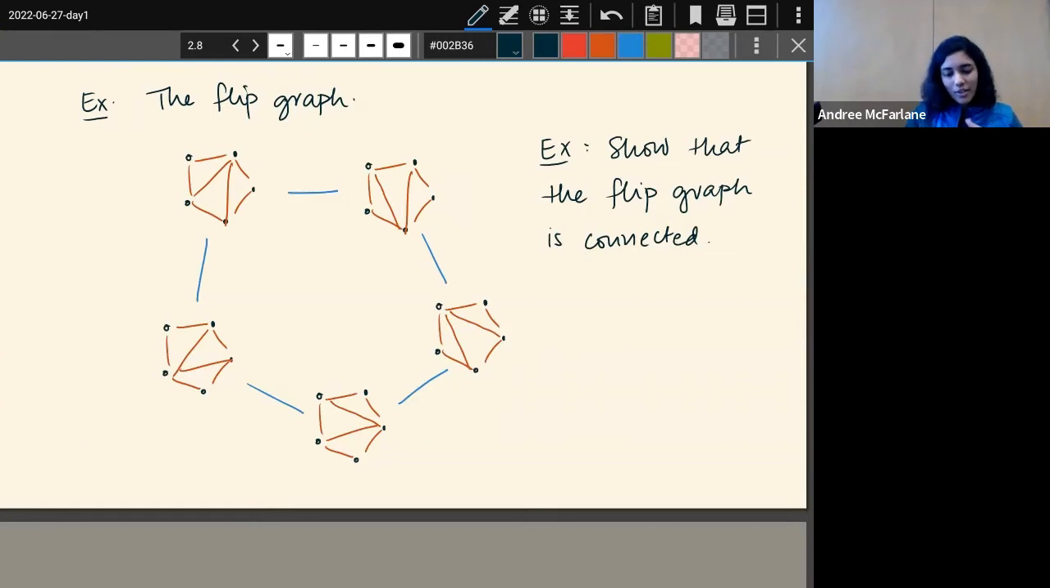So there's lots of work that I'm not going to talk about in this class that's connected to this. For example, people have done a lot of work on computing the diameter of this flip graph. So, okay, this graph is connected. As you can see here, you can get from any triangulation to any other one using 2 steps. What's the minimum number of steps you need to get from one triangulation to the other?